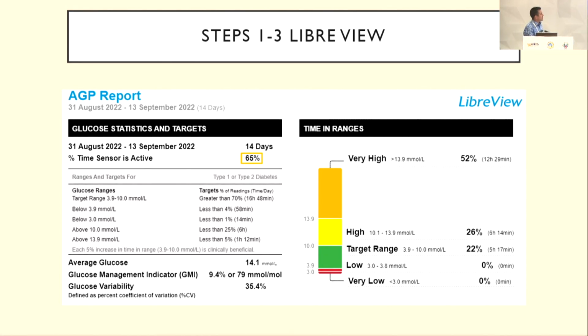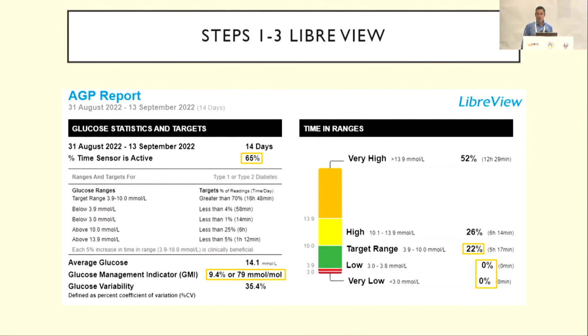Here is someone that's on the Libre 1. They're not doing too bad at the time, but remember we are aiming for greater than 70% if we can, but they're at 65%. Your second step is, are they reaching targets? And you can see that they've only got 22% time in range, and the equivalent GMI of 9.4% or 79 millimole per mole. And your third one is, do they have any time below range or hypoglycemia?